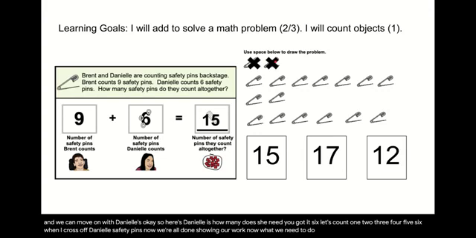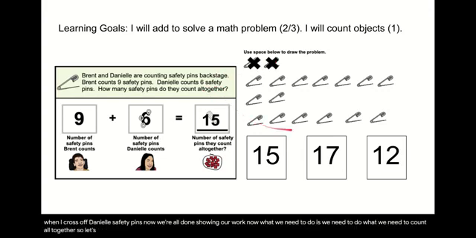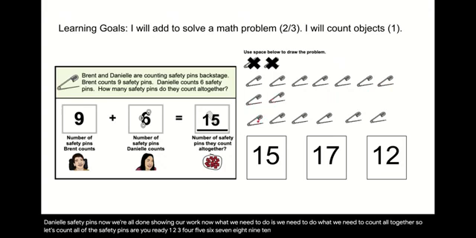Now what we need to do is we need to do what? We need to count all together. So let's count all of the safety pins. Are you ready? 1, 2, 3, 4, 5, 6, 7, 8, 9, 10, 11, 12, 13, 14, 15.